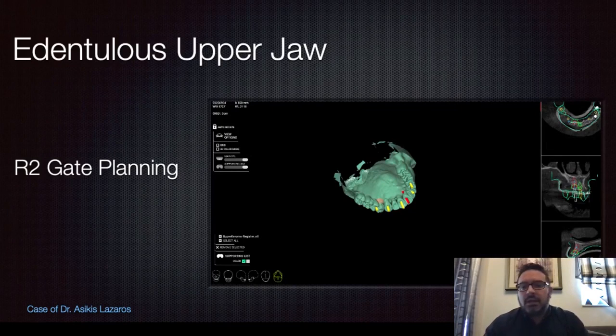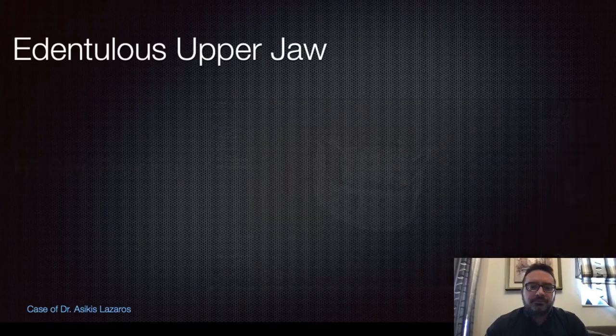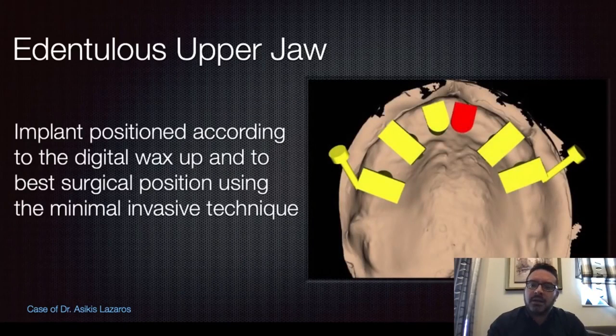As you can see, this is the file that we get as a confirmation according to the digital workshop, in combination with the best surgical position, because this patient didn't have a lot of bone in the upper jaw after the extraction and the failure of the previous implant. And we use the minimally invasive technique without making GBR or things like that. And the dentist placed 6 implants in the most convenient positions so as to avoid GBR techniques.